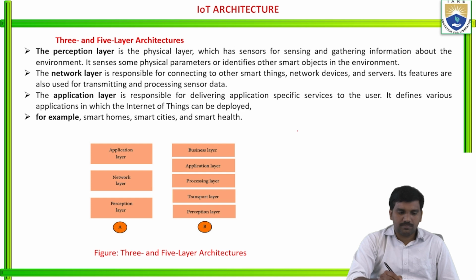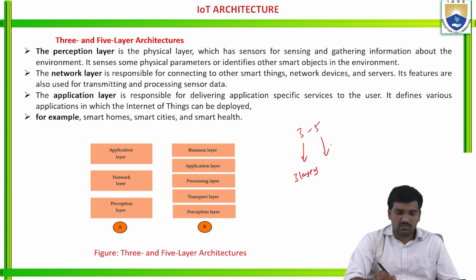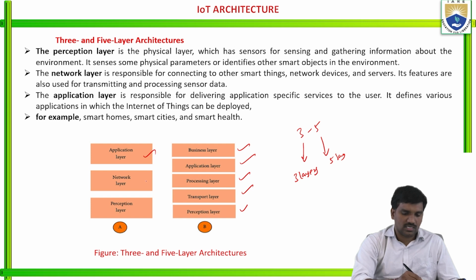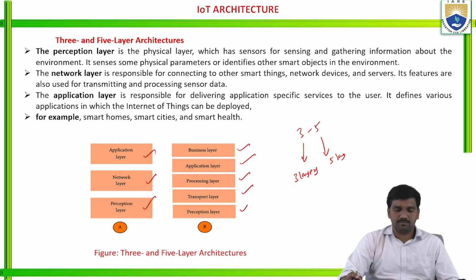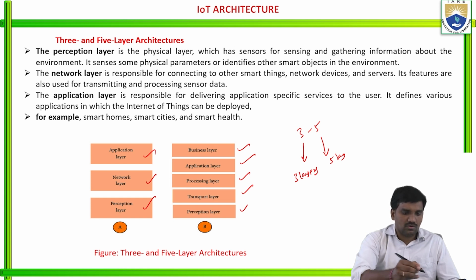Under 3 we have three layers, and in 5 layer we have five layers: business layer, application layer, processing layer, transport layer, and perception layer. In 3 layer, we have application layer, network layer, and perception layer. This is the 3 and 5 layer architecture of IoT. So in 3 layer we have perception layer, network layer, and application layer.